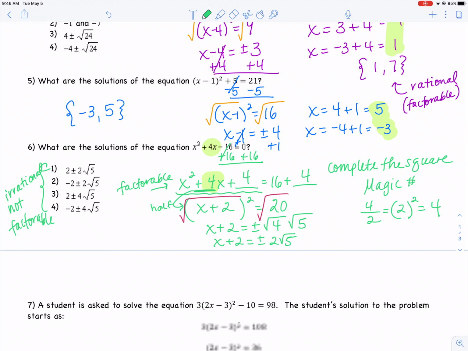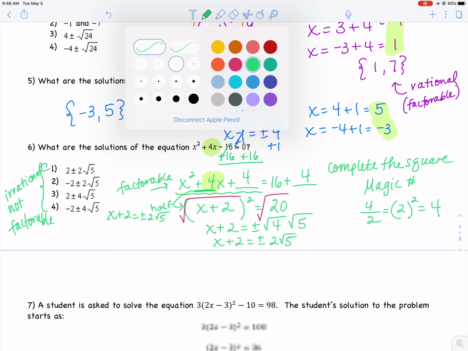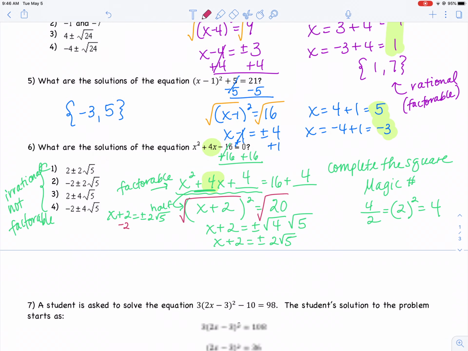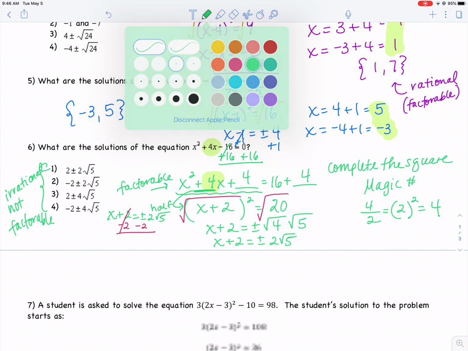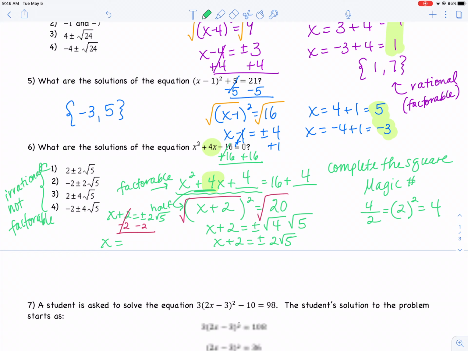But what do I have to do here? I have to move that 2. So I'm going to bring it over here, running out of room. I'm going to subtract 2 from both sides. So you know what a lot of you will do? You'll try to cross out both sides. On the left side, it crosses out.